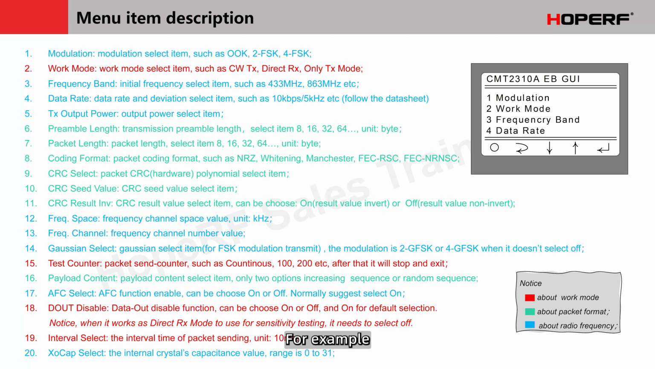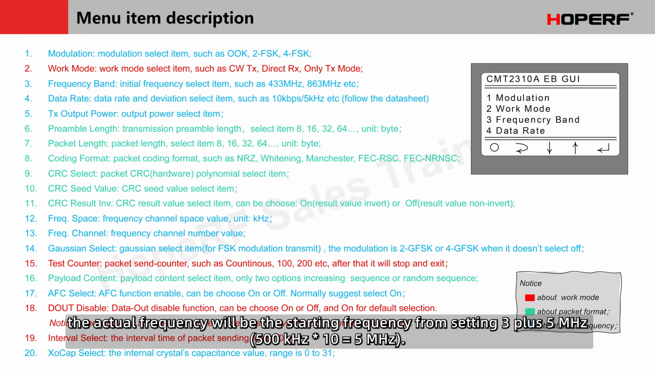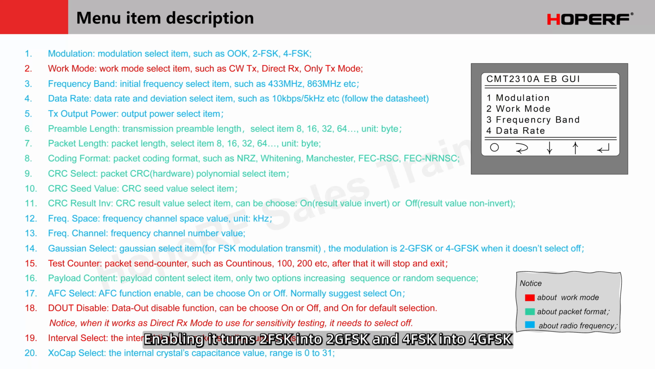For example, if you pick channel 10 and your channel spacing is 500 kHz, the actual frequency will be the starting frequency from setting 3 plus 5 MHz. 500 kHz times 10 is equal to 5 MHz. Gaussian filter. Choose whether to enable the Gaussian filter for transmission. Enabling it turns 2FSK into 2GFSK and 4FSK into 4GFSK.